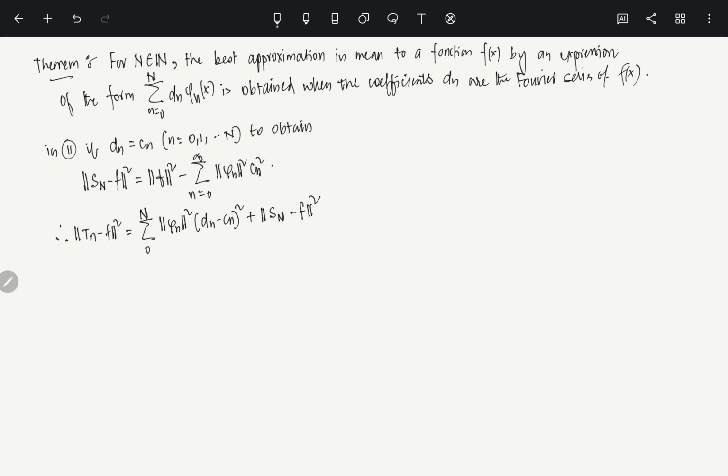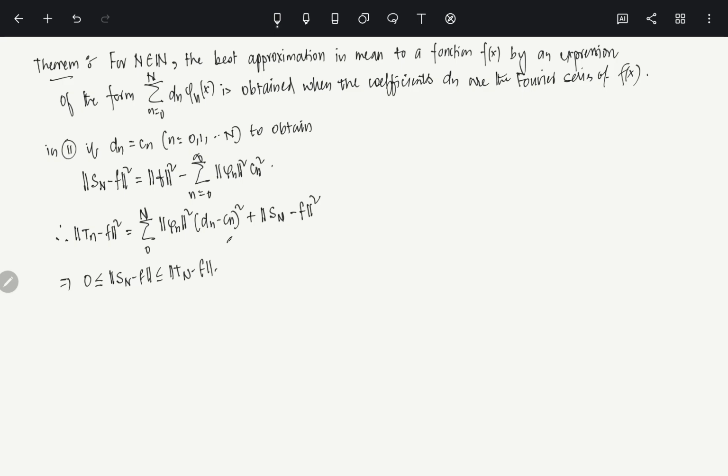Now, since all of these are positive terms, we can say 0 will be dominated by the norm of Sn minus f, which is again dominated by the norm of Tn minus f. This is a positive term, so we can throw it away. So Sn minus f squared will be dominated by Tn minus f squared, and hence this inequality holds.